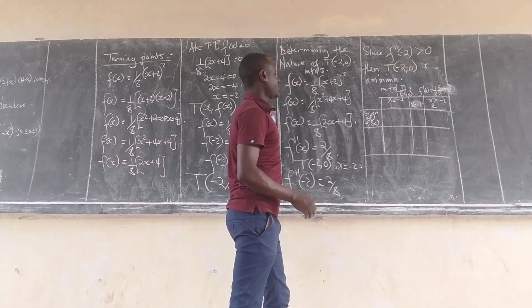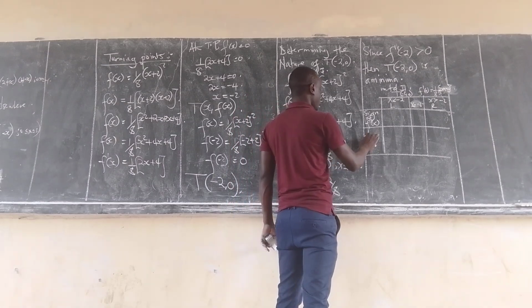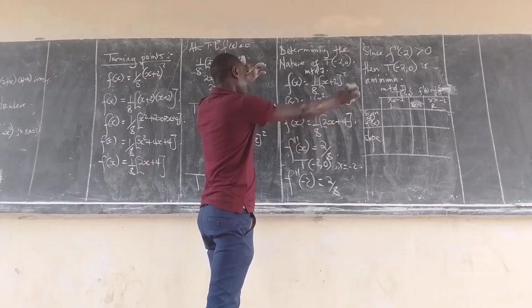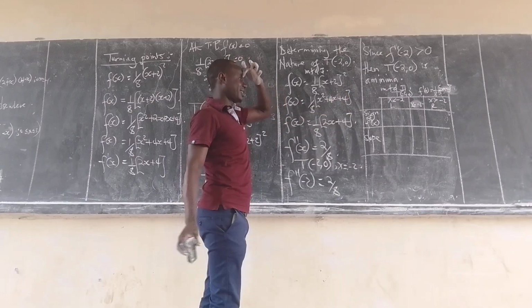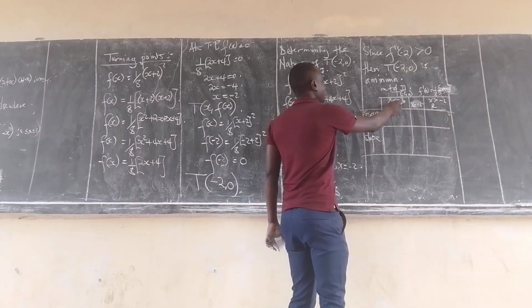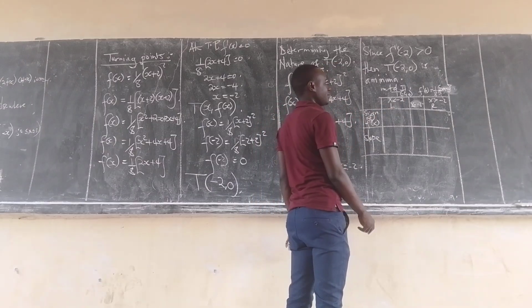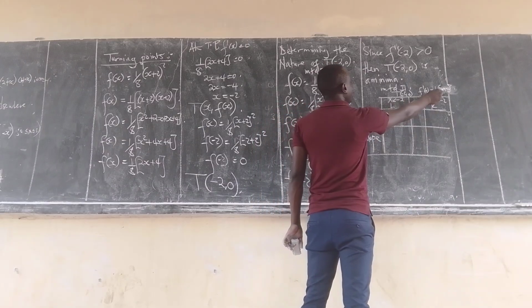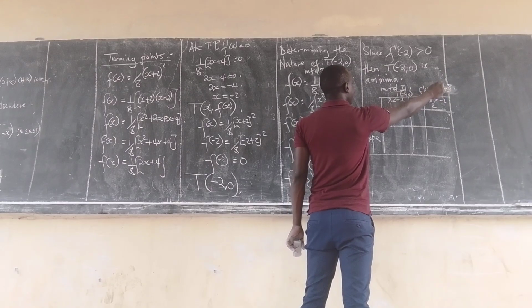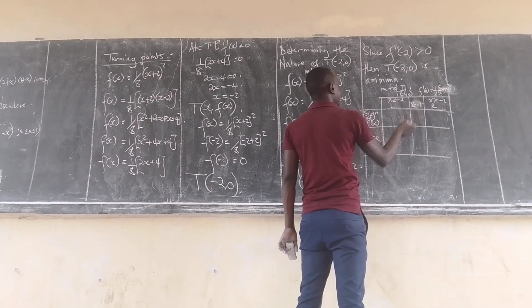So when you pick a value, this is going to be the slope. Pick a value less than negative 2, for example, pick negative 3. Put it here. 2 times negative 3 is negative 6. Plus 4, negative 2. Times 1 over 8 is negative.